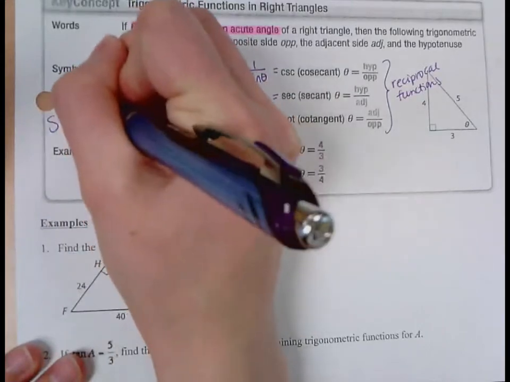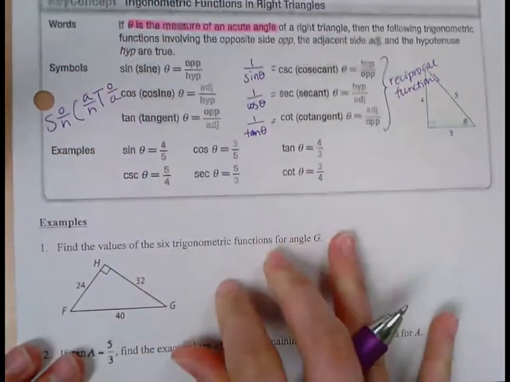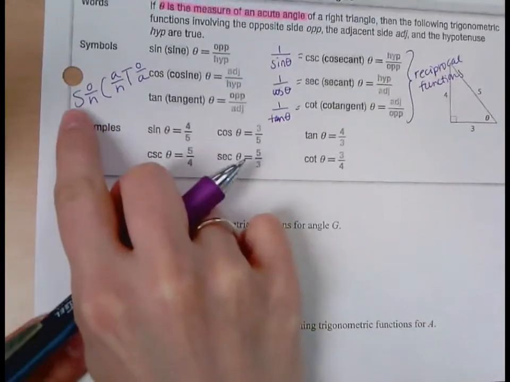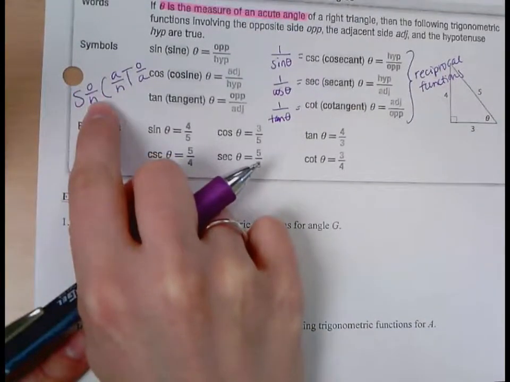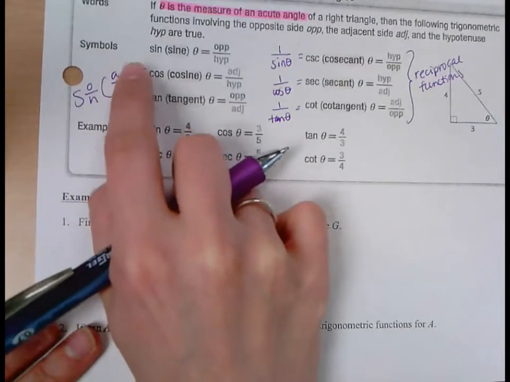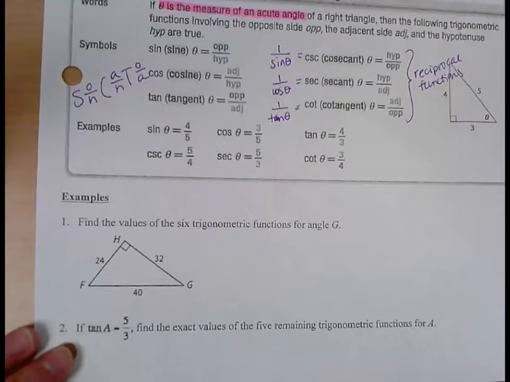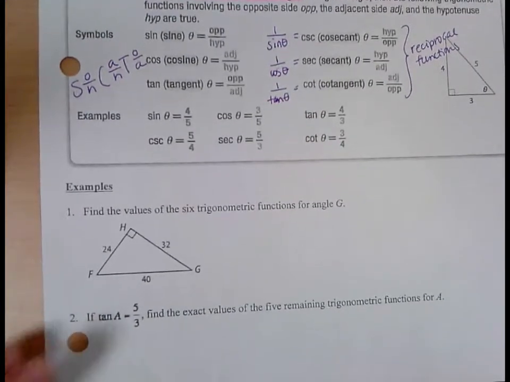There are different ways it could be written. So SOHCAHTOA: sine, opposite over hypotenuse; cosine, adjacent over hypotenuse; tangent, opposite over adjacent. So just remember the ratios for sine, cosine, tangent. SOHCAHTOA is a mnemonic device that can help with that.